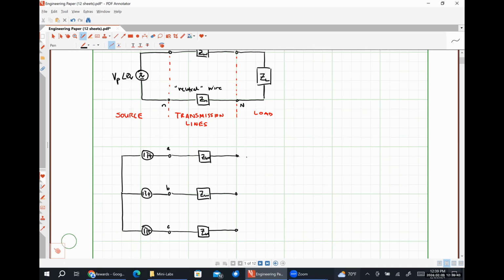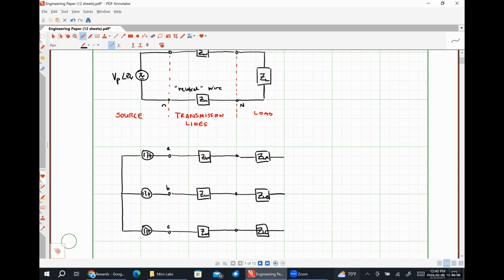And then over here on the right-hand side, we have our load. And so this would be the load connected to the A phase. So that's why it has ZLA. The load connected to the B phase, ZLB. The load connected to the C phase, ZLC.